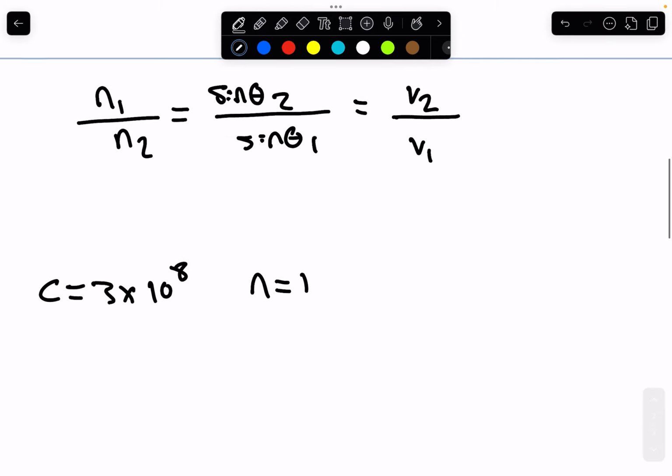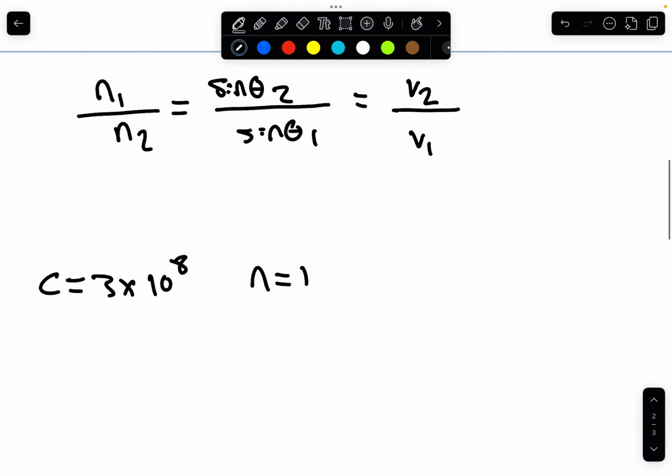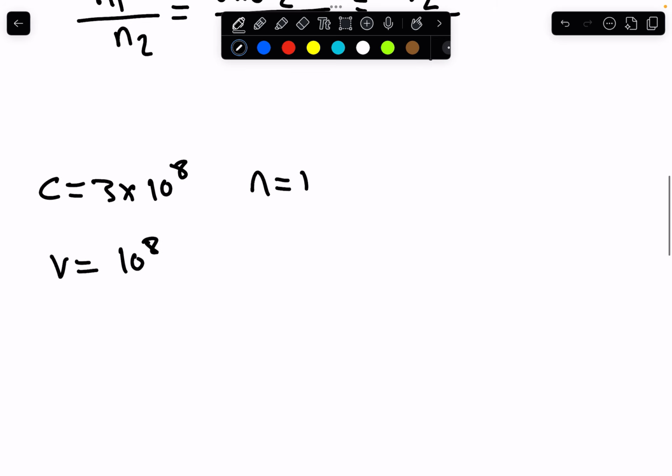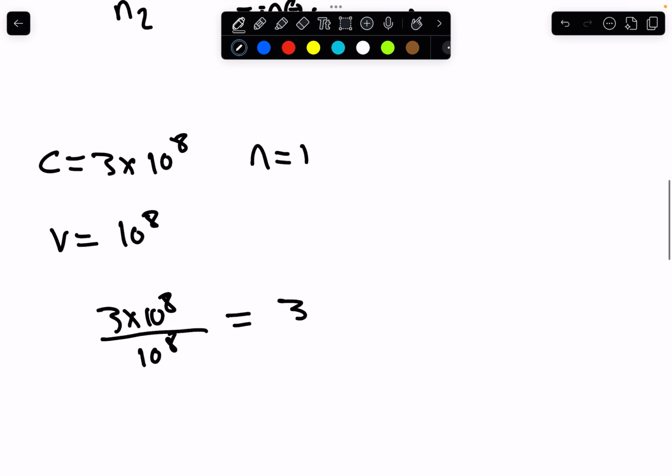So for example, if the speed of light is v equals, let's say, 10 to the 8, well, it is simply 3 times 10 to the 8 divided by 10 to the 8, and that would equal 3. So that medium's refractive index is 3.